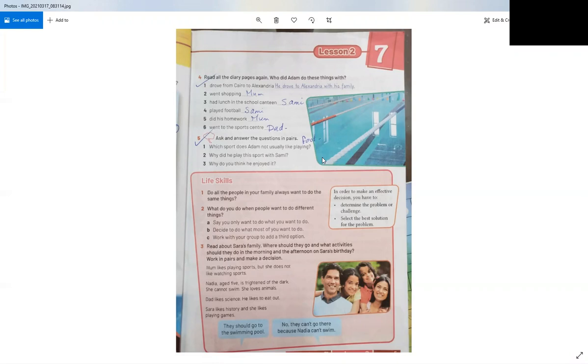Number 2, who went shopping with Adam? Of course, his mom. Number 3, who had lunch in the school canteen? Adam and Sammy. Who played football? He played football with Sammy. And number 5, he did his homework with his mom. Number 6, he went to the sports center with his dad.